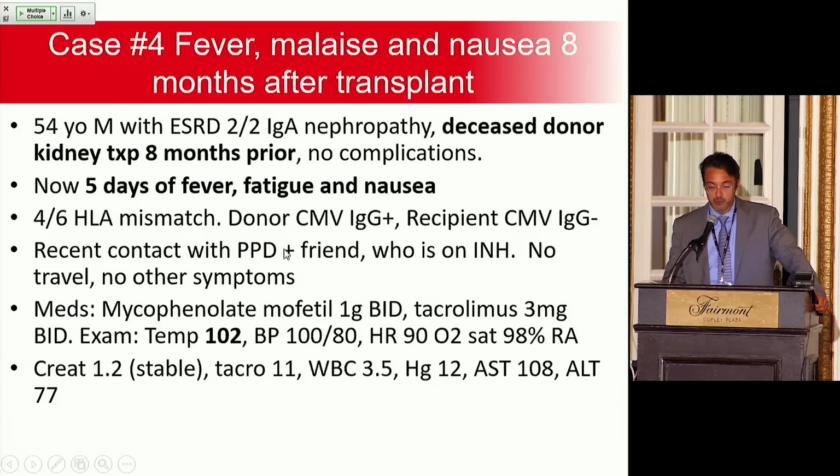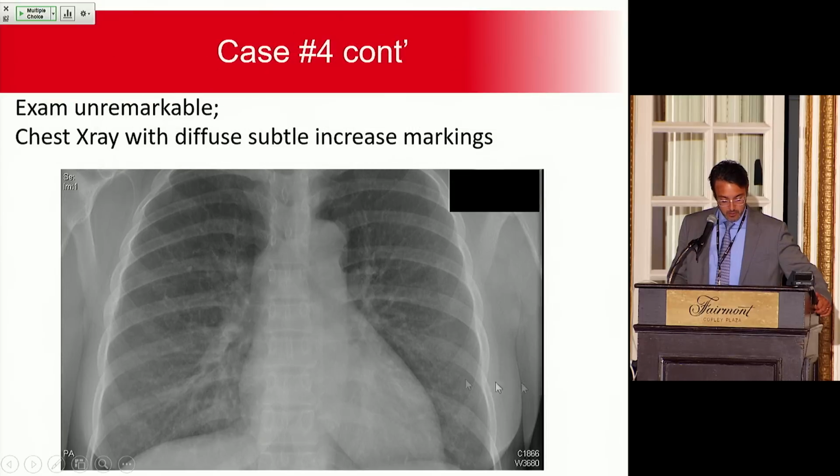He had recent contact with a patient that was PPD positive, who is on INH. No travel or other symptoms. He is on mycophenolate and tacrolimus. He has a fever of 102, creatinine stable, tacrolimus level is 11, white blood count is 3.5, hemoglobin 12, and a little bit of elevation of AST and ALT. Chest X-ray is pretty unremarkable, maybe some increased markings.